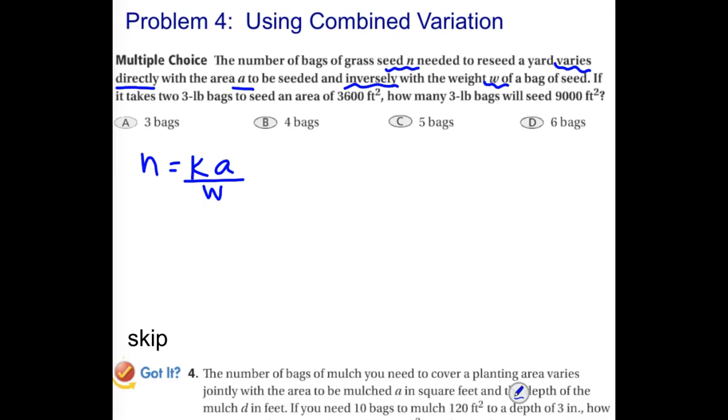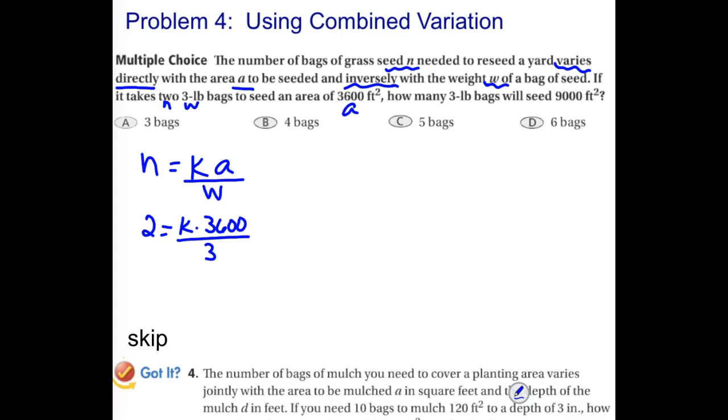Now it says, if it takes 2 3-pound bags, so the 2 is going to be for what variable? N. N stood for the number of bags. Okay, so this is N. The 3-pound bag is the weight of the bag. So 3 is W. And then it says we want an area of 3,600 square feet. So we're given an N, an A, and a W. We can use that to come up with our K value. So N is 2. Our area is 3,600. And our weight was 3.